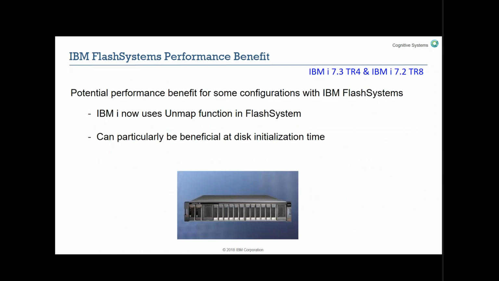This is another example of things we do in the operating system and with associated hardware. In our latest technology refreshes, we had an enhancement for customers looking at flash storage. We offer SSD or flash options inside the system. We also offer external flash storage, what we call IBM FlashSystems. In our latest technology refresh, we added a new unmap function, which will, for a lot of our customers, give them better performance and better disk initialization time. Again, there are a lot of things you'll get twice yearly in these technology refreshes.